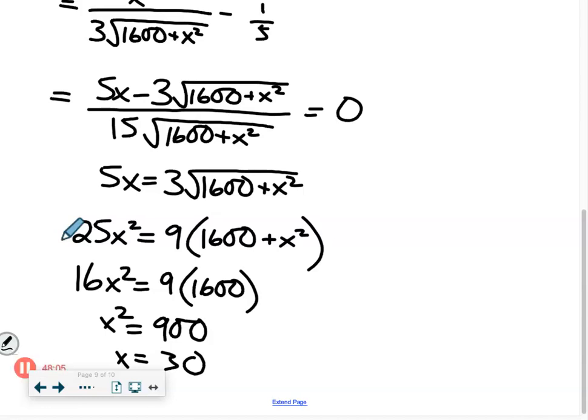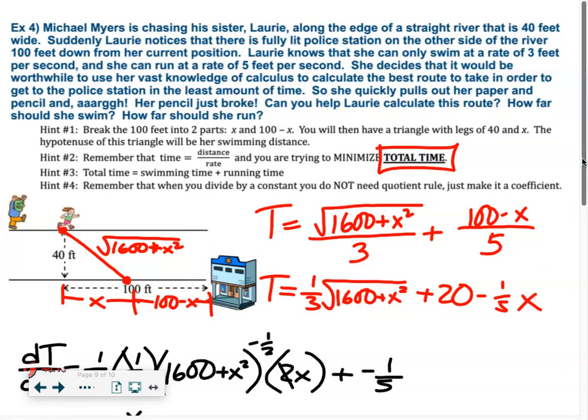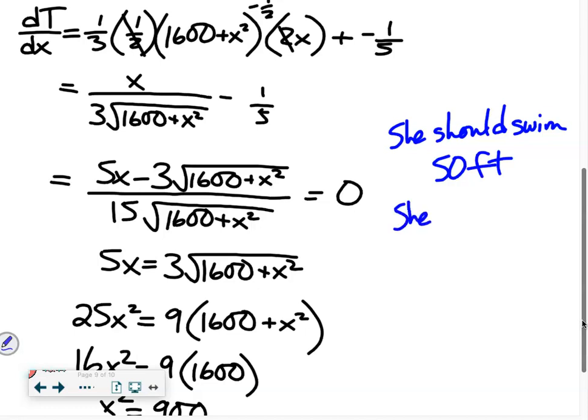I don't know why my students have a hard time with this. So x is 30. All right, let's take a look and answer the question now. The question that was actually asked was, how far should she swim and how far should she run? So the distance that she swims would be the square root of 1600 plus 900, which is root 2500 or 50. So she should swim 50 feet.